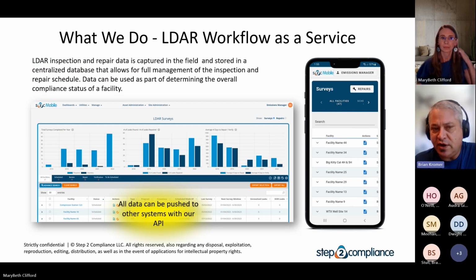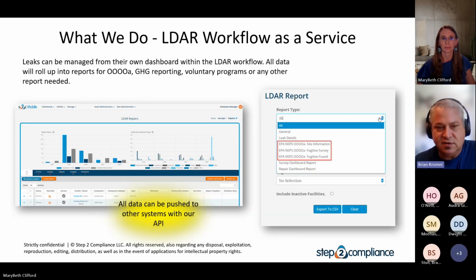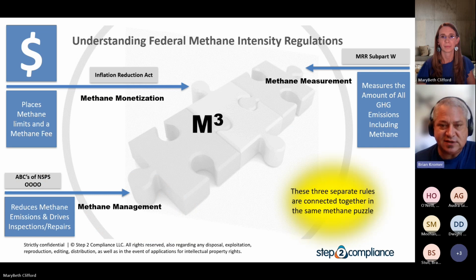So one of the major things we do centers around leak detection and repair. And so we have a workflow that we offer that will track all of the inspections and the repairs. It has an API. It can collect data offline. You can go to the next slide. It'll allow you to configure your fugitive summaries at the end of the year. We're in the Quad OA reporting season right now. The deadline is October 31st for the last annual period. So that's one of the main things we do. But let's go to the next slide.